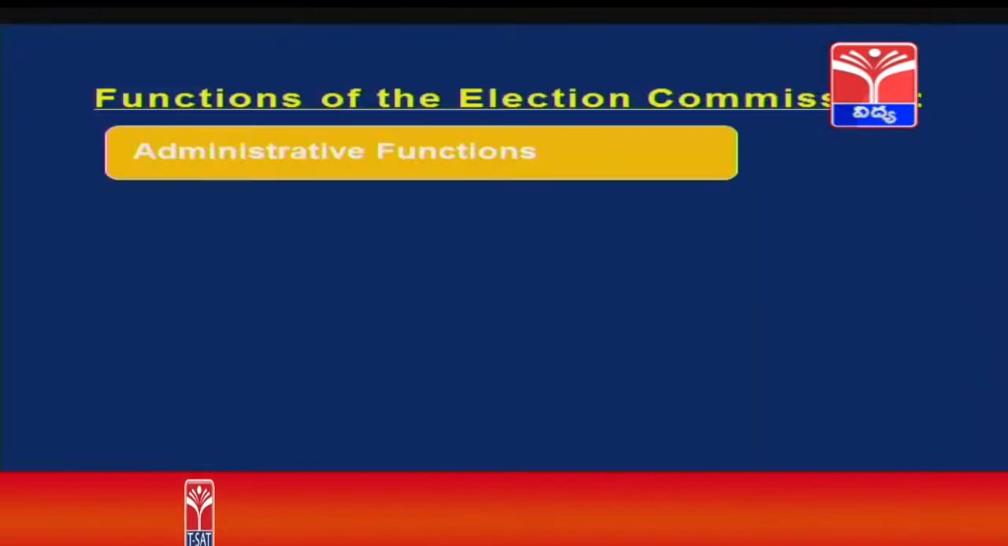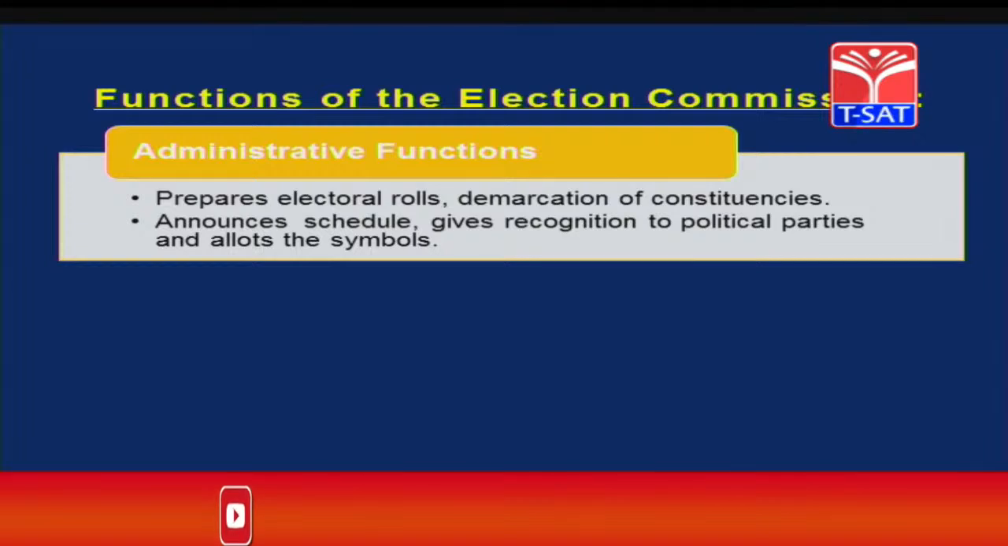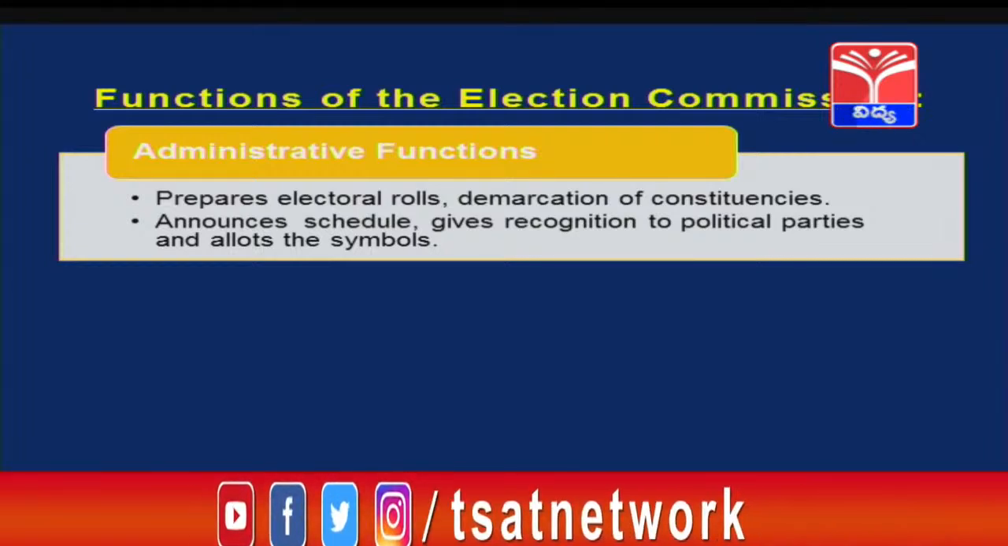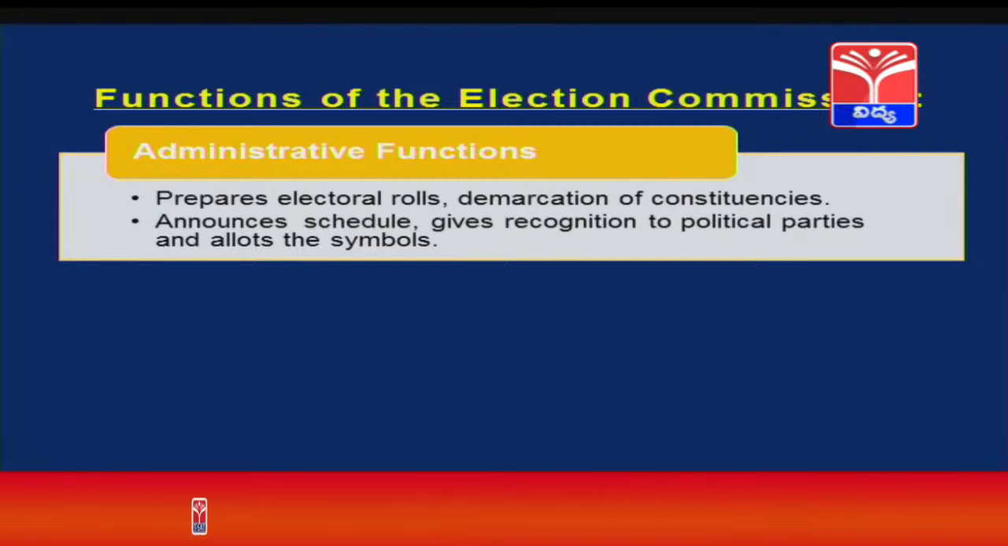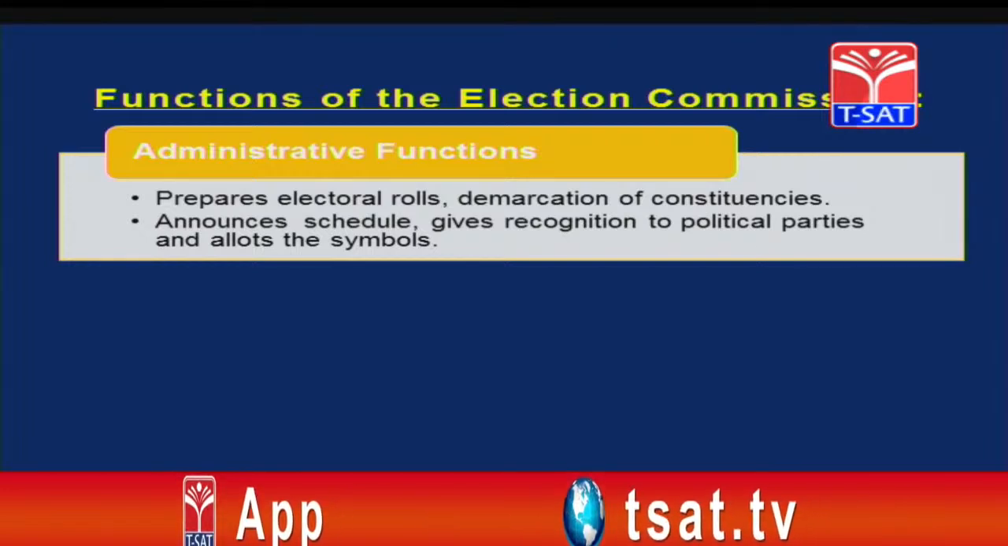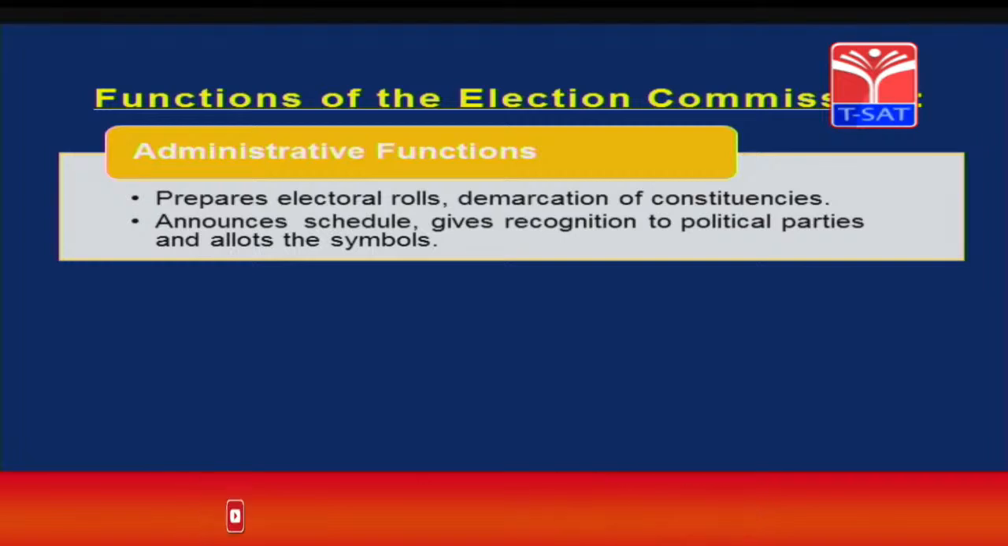Now, let us see some of the important functions of the Election Commission. There are administrative functions such as preparing the electoral rolls and demarcation of constituencies. Demarcation means setting boundaries for the constituencies, and it also announces the schedule, that means timetable for the elections, gives recognition to political parties and also allots the symbols.